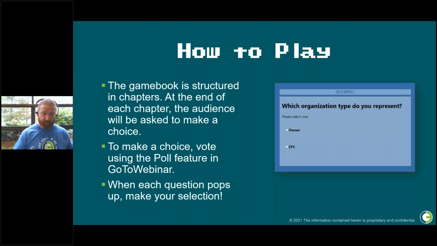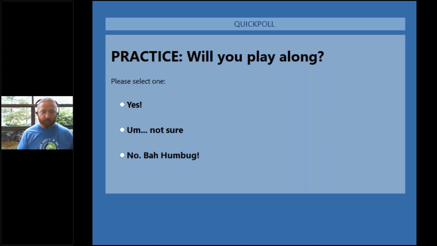When each question pops up, just make your selection. So in order to test this, we're going to do a quick poll first up, and the poll has just opened now. So please have a quick look at the first poll question and provide an answer. And we'll give everybody 30 seconds or so to click their answer to the question.